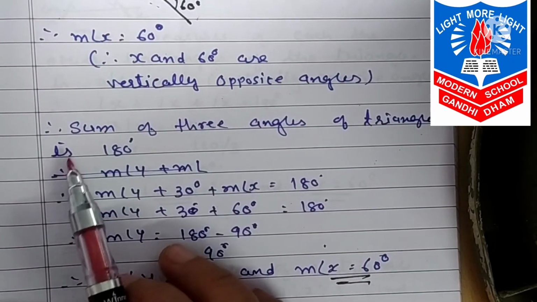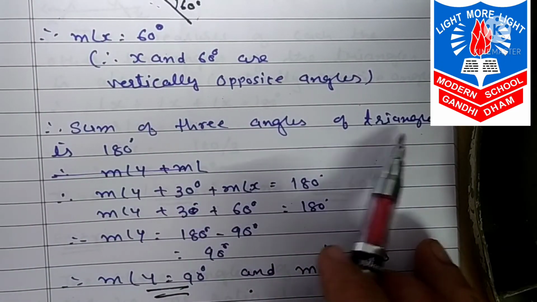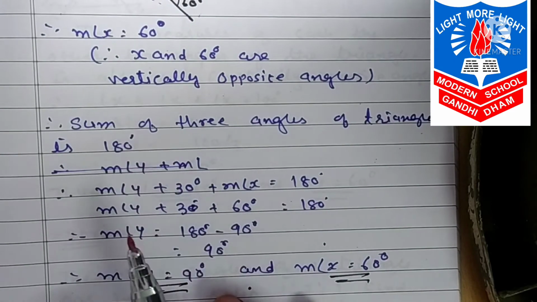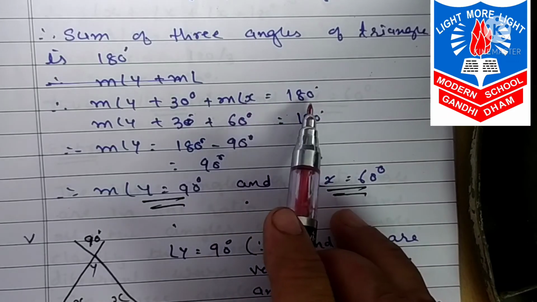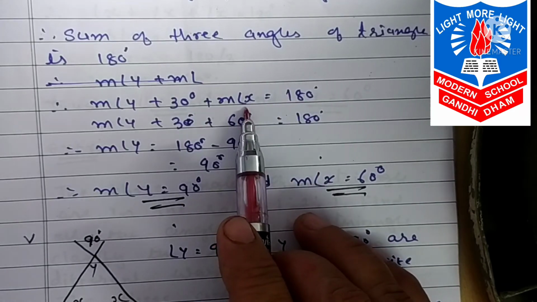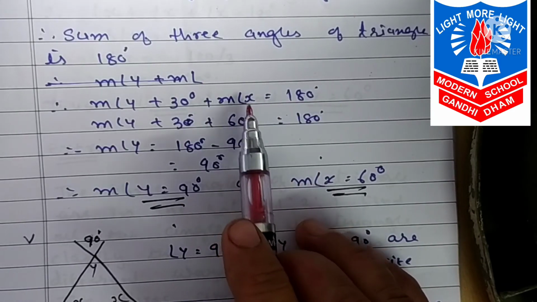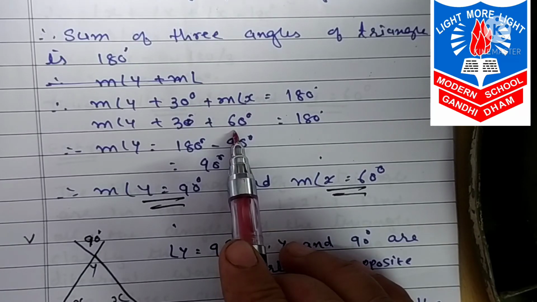Then we write, sum of three angles of a triangle is 180. Therefore measure y plus measure 30 plus measure x is equal to 180. We get the measure angle x is equal to 60. So we write here its value 60.